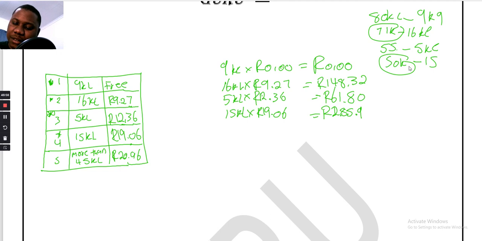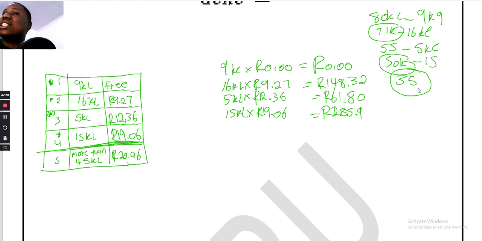50 minus 15, that is 35. Then what do we do with 35? Can 35 fit in block number 5? Remember, block number 5 is to accommodate anything that has left after you have distributed 45 kiloliters.